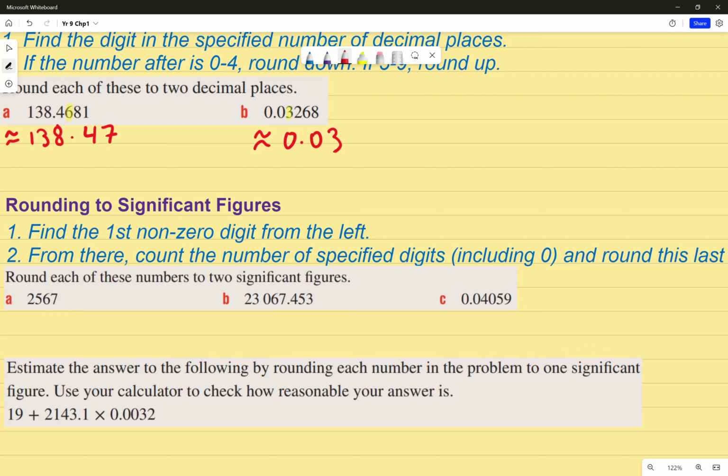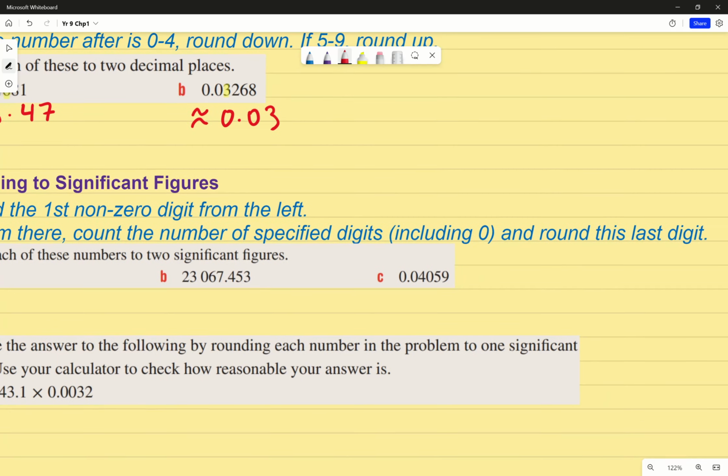One, find the first non-zero digit from the left. So we always look left to right. Anytime we do graphing or writing or whatever it is, left to right. From there, count the number of specified digits. So if it says 3 significant figures, we count 3, including 0, and round this last digit.